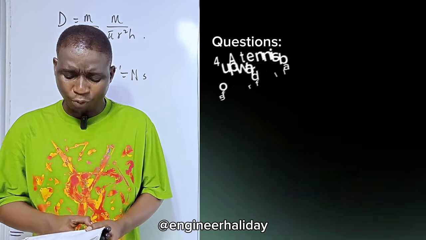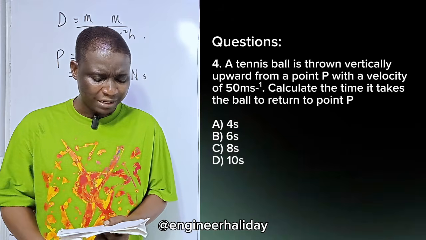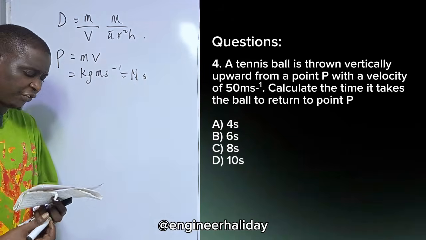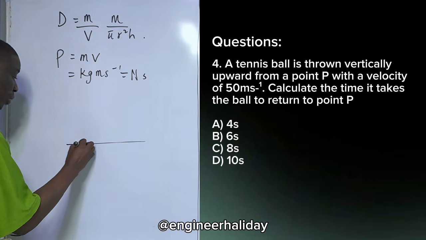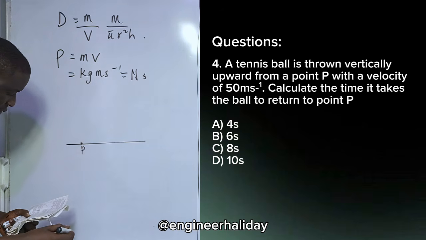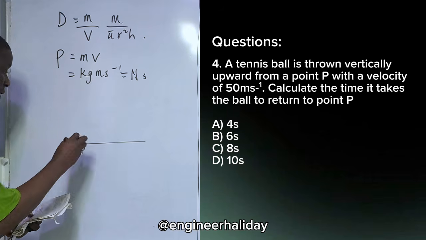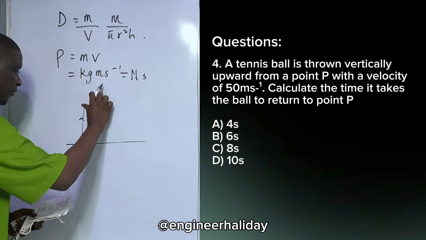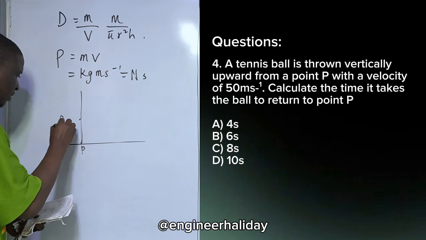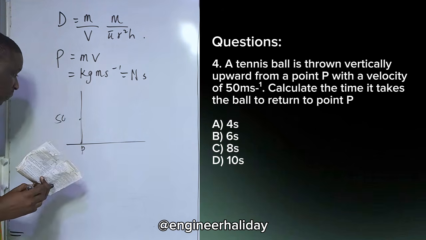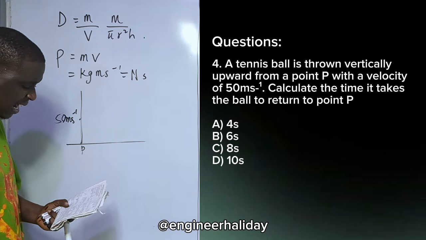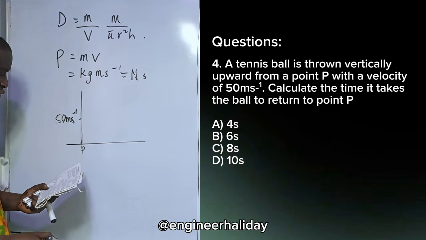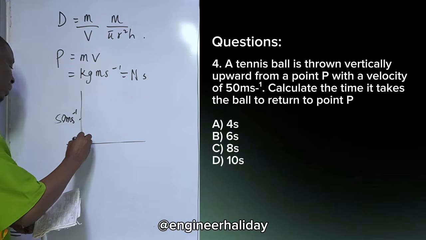Number 4. They said a tennis ball is thrown upward from a point P with a velocity of 50 meters per second. What do they say we should find? Calculate the time it takes the ball to return back to point P.